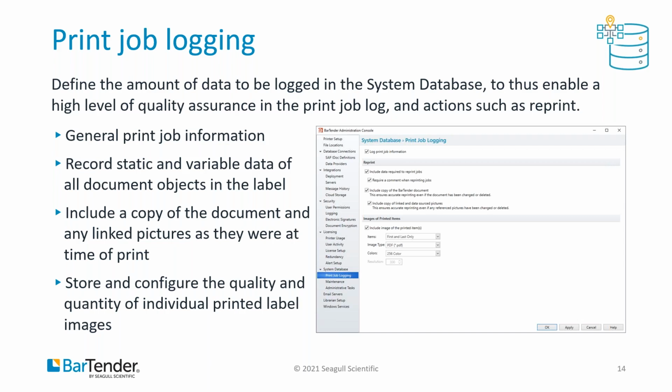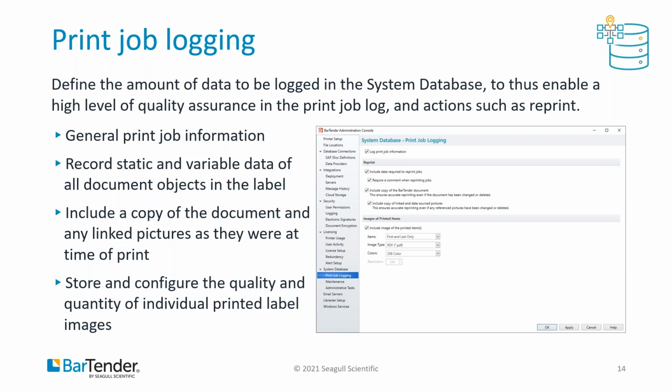As such, it allows us to record all of the static and variable data of all objects used in the label design. It includes a copy of the document and any linked pictures as they were at time of print. When I say a copy of the document, I'm referring to the BarTender BTW file, the document file itself, as it was at the time of print, so that if you then go back to reprint that label, it will reprint it as it was at the time of that original print job.